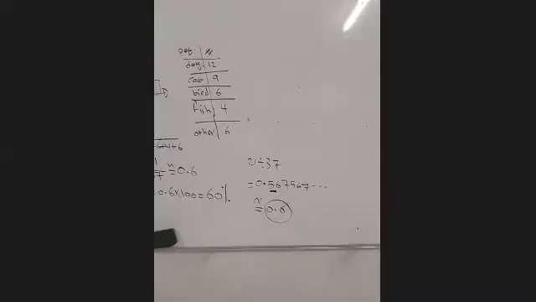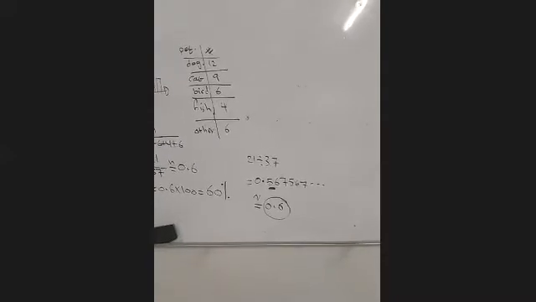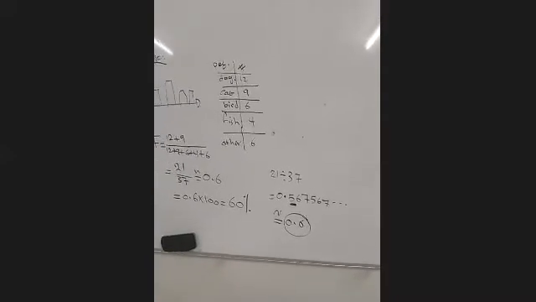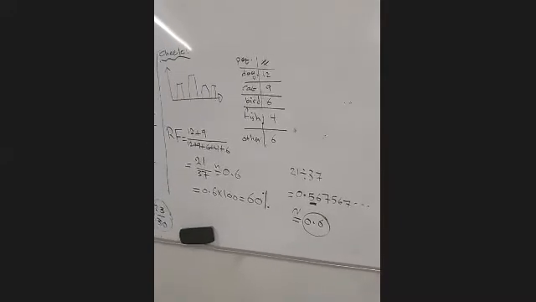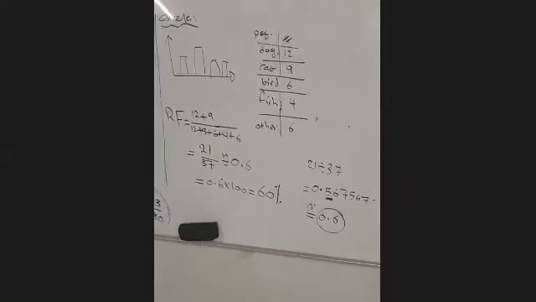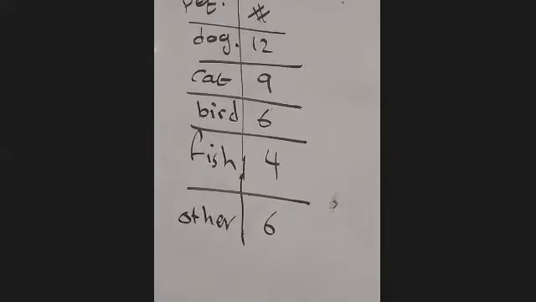Sir, can I say something? Tell me. In the fish, they wrote 5, not 4. He said 4, so what can I do? Let me check. No, it's 5, how is it 4? Yes. Okay, let me change it quickly, guys.